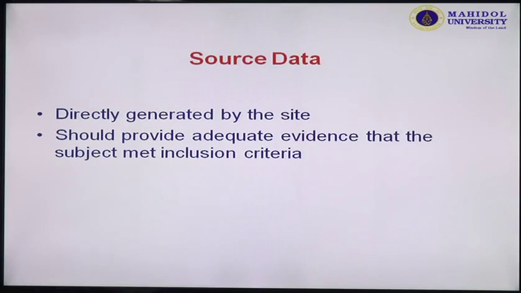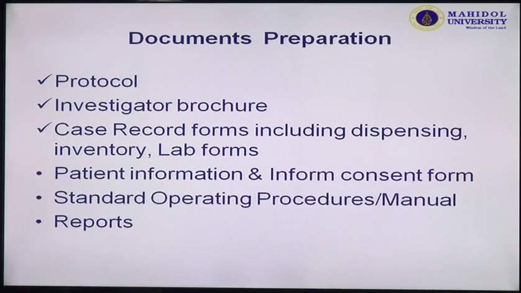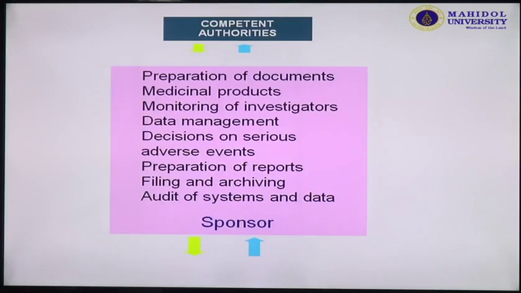Source documents directly related to the sites must be adequate. This is important: provide adequate evidence that the subject met inclusion criteria. So this is a checklist that they have to fulfill, all of this. So these are the checklist information before you activate the site.